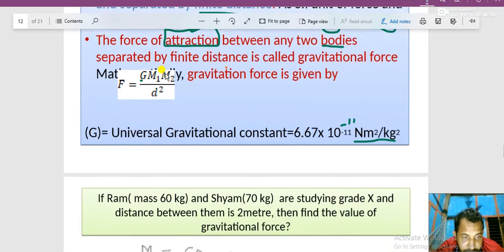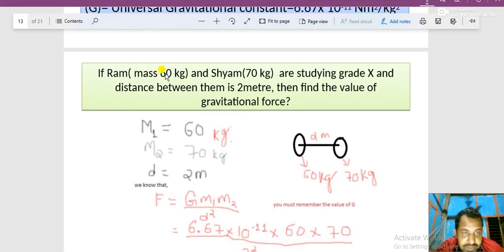Now we are going to become familiar with one example. See here, Ram's mass is 60 kg and Sam's is 70 kg, and both are studying in grade 10 and they are in a classroom, in the same classroom, and the distance between them is 2 meter. Now, is there a gravitation force? Yes, there is a gravitation force because there are masses and a distance, so you can find the gravitation force.